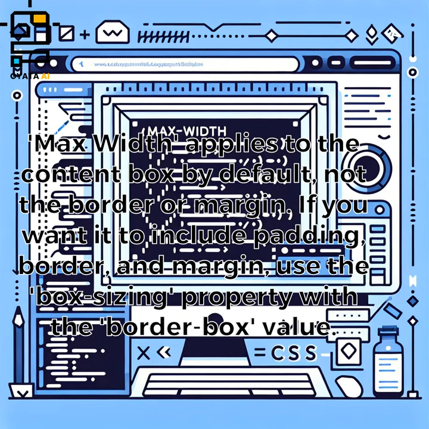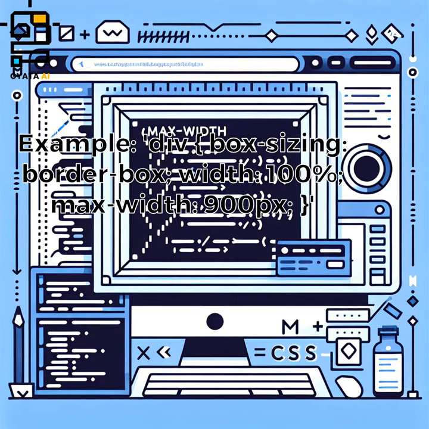Max width applies to the content box by default, not the border or margin. If you want it to include padding and border, use the box-sizing property with the border-box value. Example: div { box-sizing: border-box; width: 100%; max-width: 900px; }.